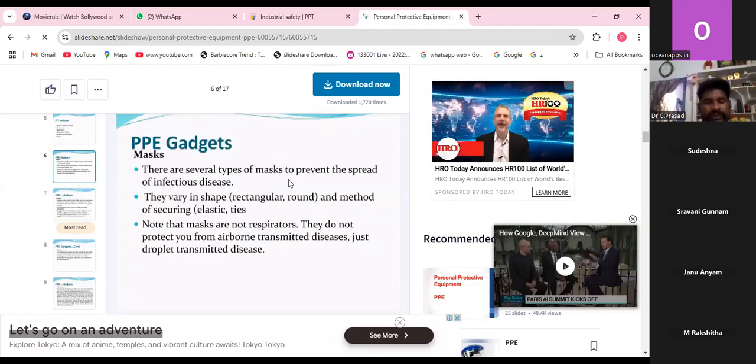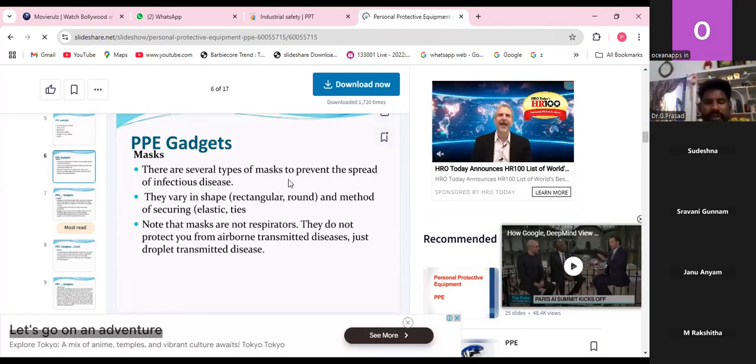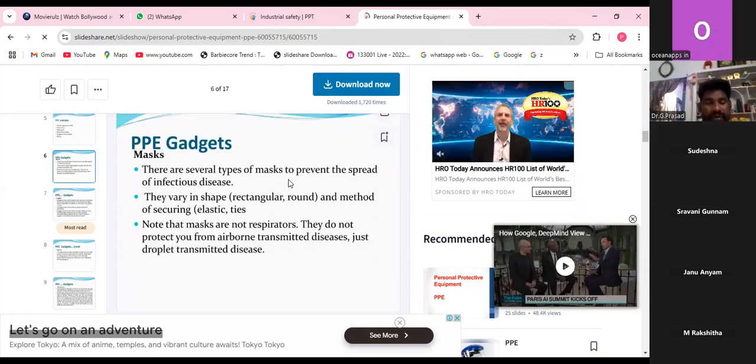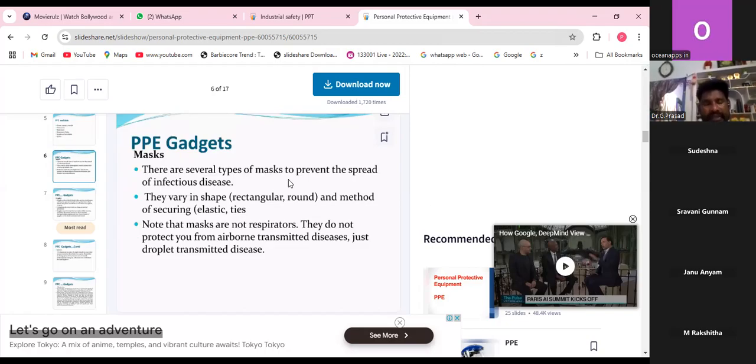Okay. Next, PPE gadgets. The first one is the mask. There are several types of masks to prevent the spread of infections and diseases, because you already know the importance of the mask. They vary in shape, rectangular or round, and method, depending upon the type of operation. Note that masks are not respirators. They do not protect against airborne transmitted diseases, just droplet transmitted diseases. That is the use of the mask.